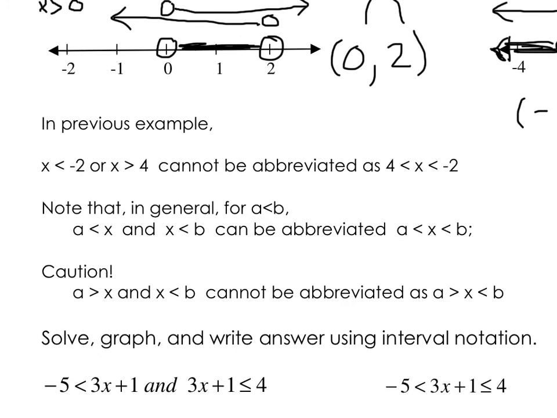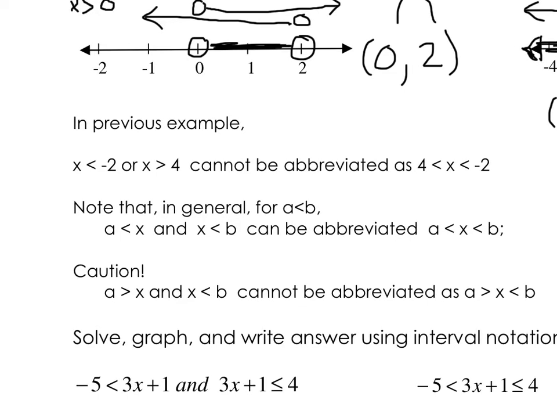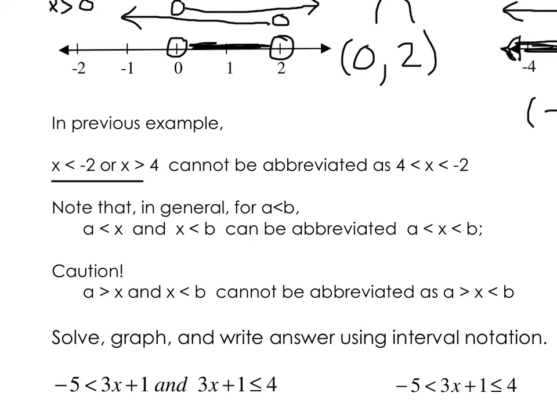So in the previous example, x is less than -2 or x is greater than 4, it cannot be abbreviated as 4 less than x less than -2. I'll tell you why. In general, for a is less than b, a is less than x and x is less than b can be abbreviated as a less than x less than b. Compound inequalities must have the following characteristics. It must always be less than. Both inequalities must be less than. And a must always be the smaller of the two numbers.